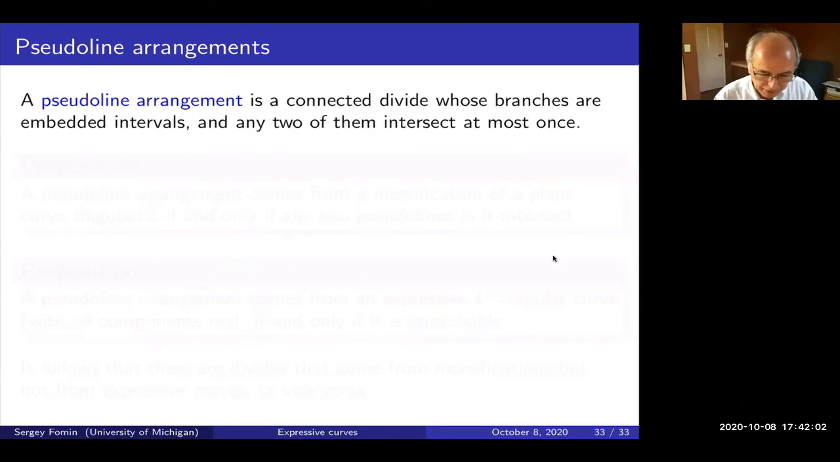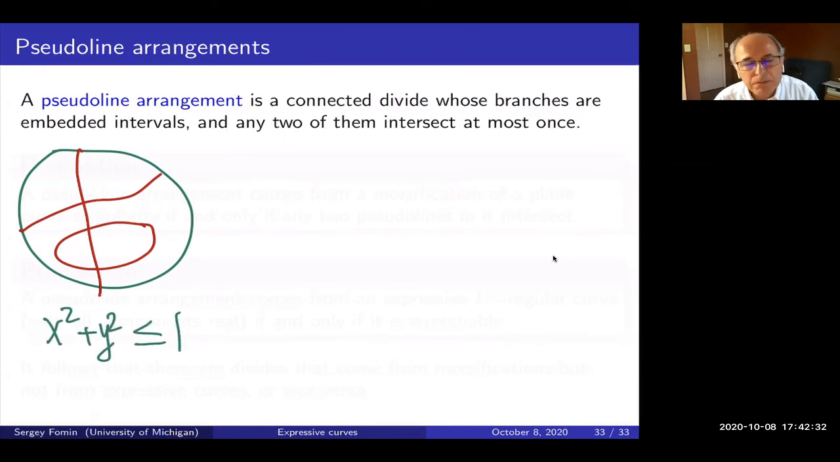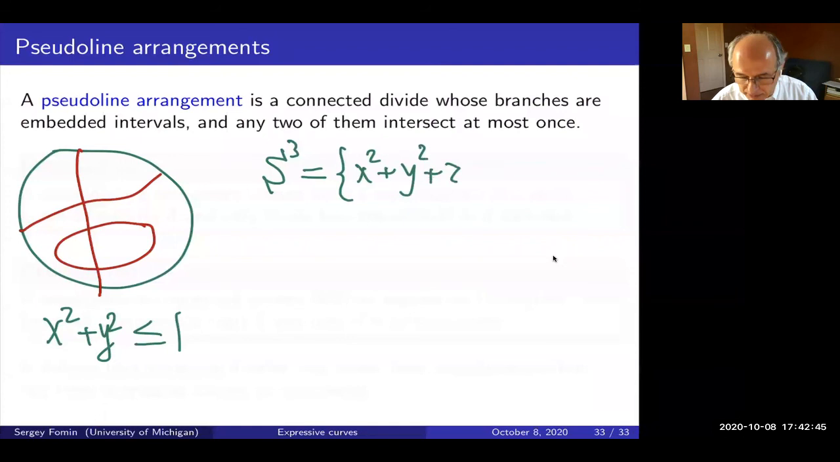Right, and the construction that A'Campo used was the following. So you look at your divide. It's a variation of what I told you, but I wanted to make it simpler. I didn't lie to you, but that wasn't the original construction of A'Campo. So you look at your curve, and this is in a disk. Let's say the disk is x squared plus y squared less than or equal to 1. Now we take our S3 to be x squared plus y squared plus z squared plus u squared plus v squared equal 1.